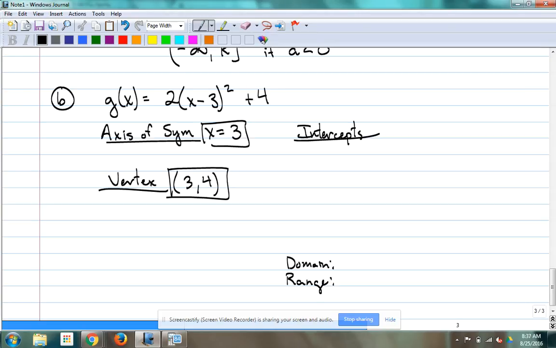This is the equation of the axis of symmetry. So that's super quick on that. Now the not as quick part is the intercepts. Okay, so let's get our y-intercept.